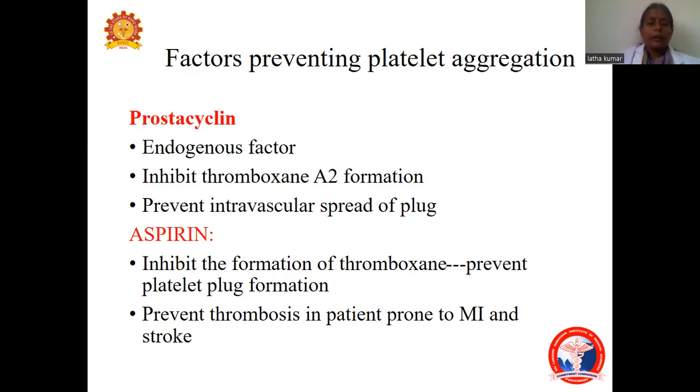So the aspirin has important features. It prevents the thrombosis in patients prone to myocardial infarction and stroke. So aspirin is mainly used in patients who are prone to myocardial infarction and stroke.